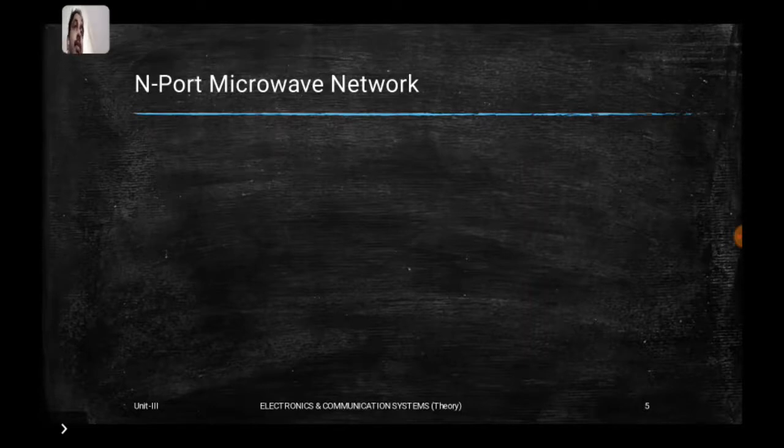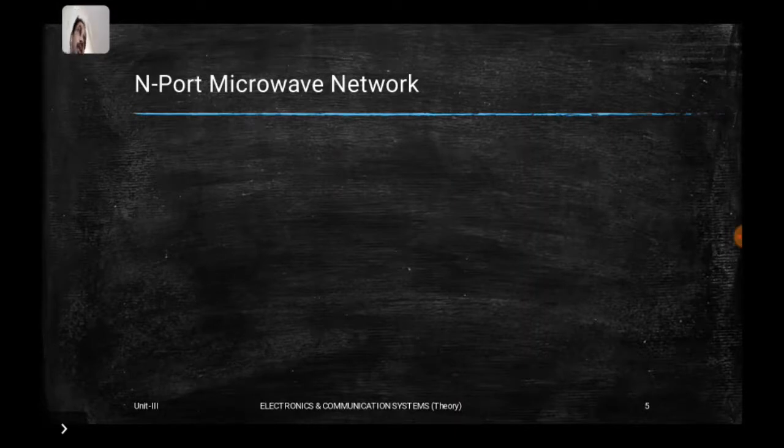Basically property in the sense between the ports, whether voltage will be divided or will be coupled, or it will be filtered or attenuated. So everything we can find out if I know the parameters between the ports.